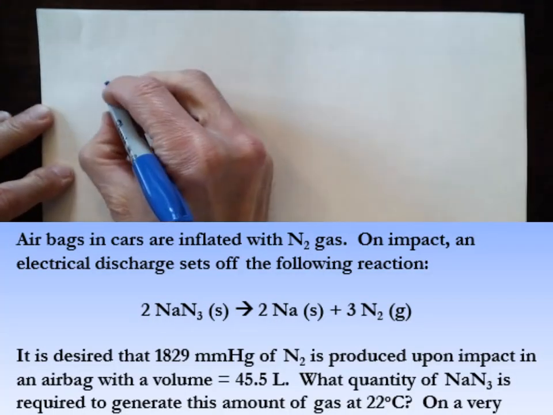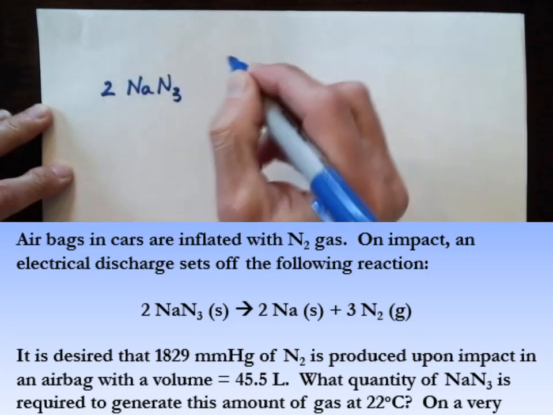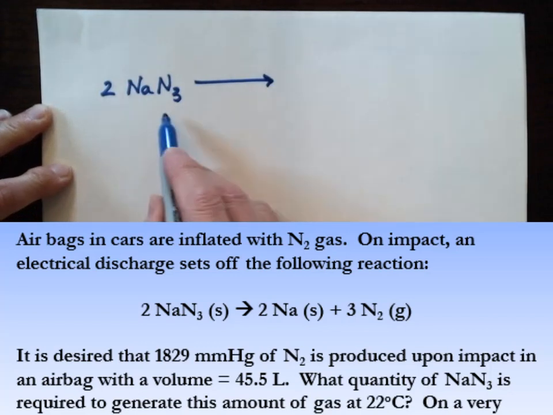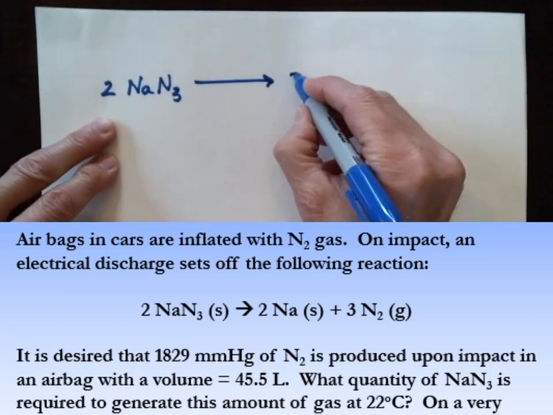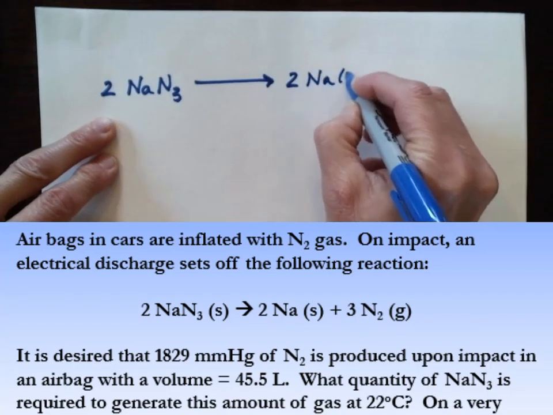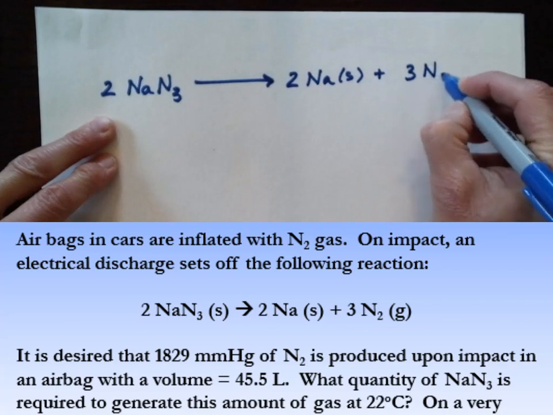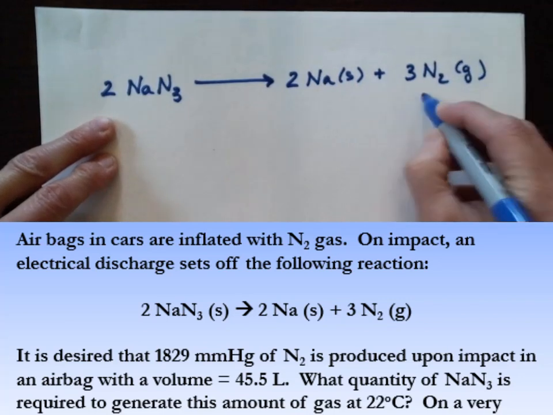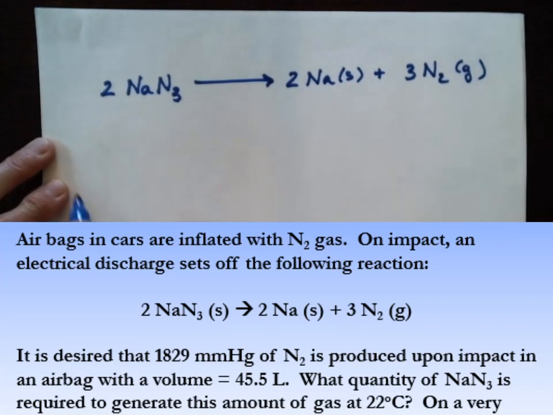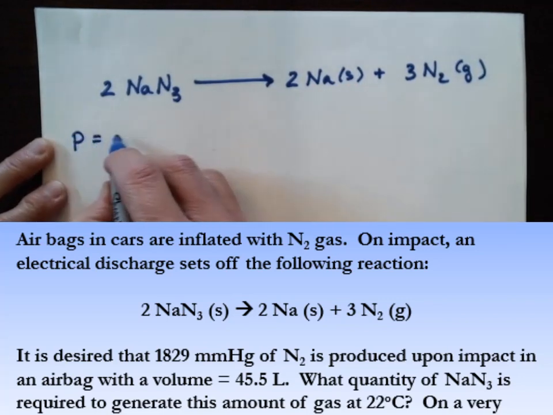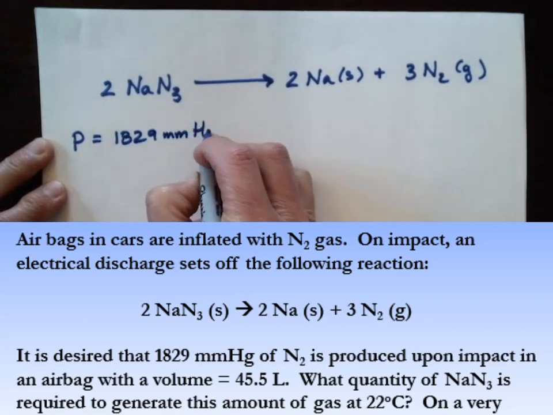Airbags generate gas through this chemical reaction. Sodium azide, on impact, an electrical impulse runs through the sodium azide and causes it to explode. It produces sodium in the solid phase and 3 moles of nitrogen gas, which is used to inflate the bag. On impact, it looks like we want to generate a pressure of 1829 millimeters of mercury.